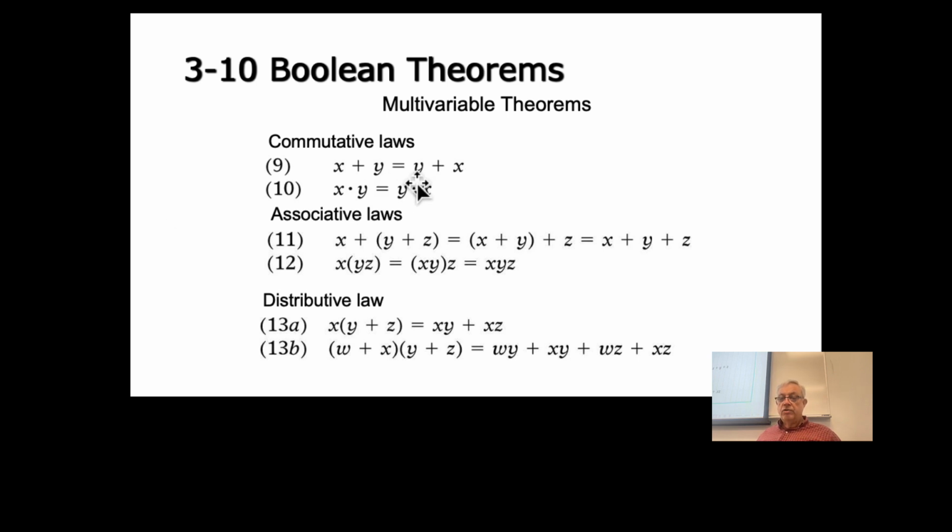X or Y is the same as Y or X. X and Y is the same as Y and X. X or the quantity Y or Z is the same as X or Y or Z, and I can get rid of the parentheses and just say it's the same as X or Y or Z. Same thing with the AND function. X and YZ is the same as XY and Z is the same as XYZ.